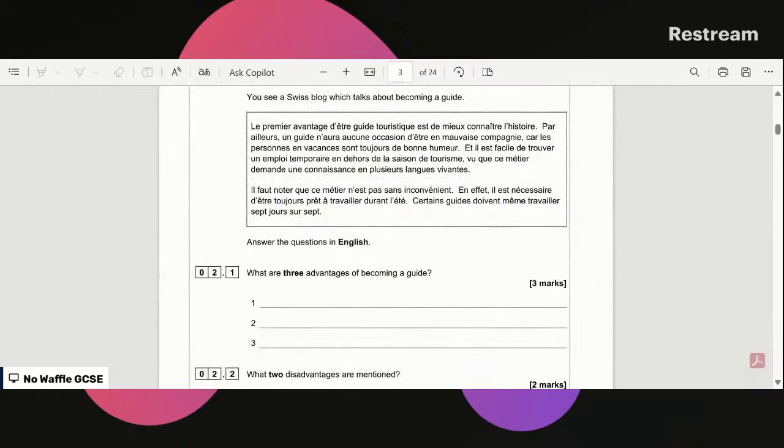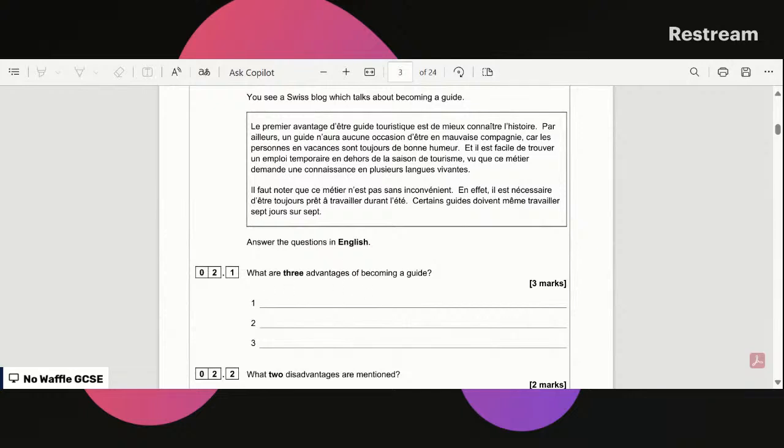Answer the questions in English. What are 3 advantages of becoming a guide? So it begins. Le premier avantage d'être guide touristique est de mieux connaître l'histoire. So le mieux obviously means the best, and then connaître l'histoire is knowing the history. So it improves your knowledge of history.